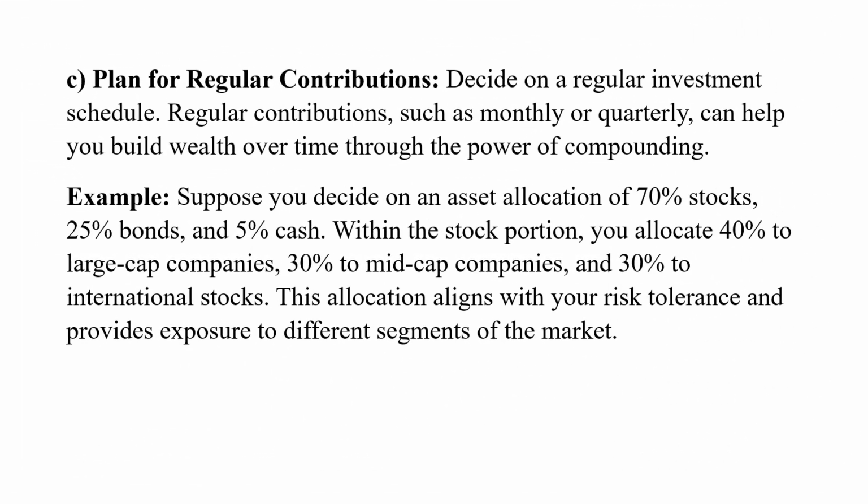Plan for regular contributions. Decide on a regular investment schedule. Regular contributions, such as monthly or quarterly, can help you build wealth over time through the power of compounding. Example: suppose you decide on an asset allocation of 70% stocks, 25% bonds, and 5% cash. Within the stock portion, you allocate 40% to large-cap companies, 30% to mid-cap companies, and 30% to international stocks. This allocation aligns with your risk tolerance and provides exposure to different segments of the market.